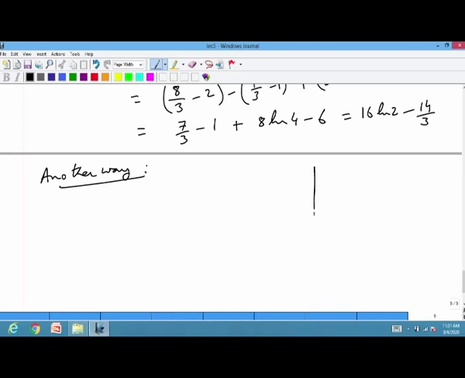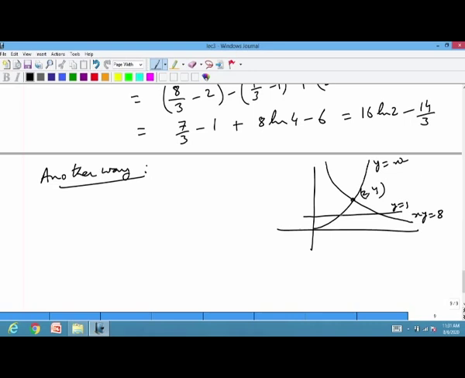Let me draw this region again. We have y equal to x square, we have x y equal to 8 and y equal to 1. This point is (2, 4), this is (1, 1) and this is (8, 1).